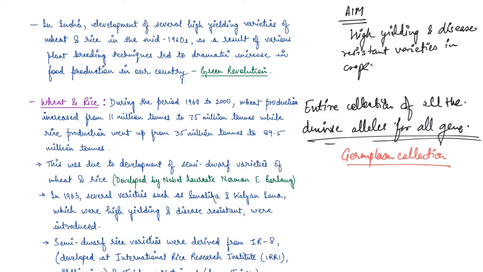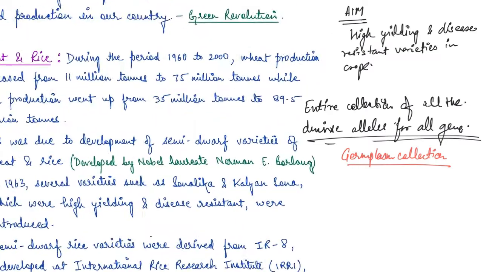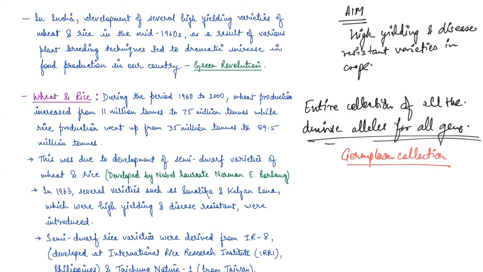So basically, in India, there are several varieties of wheat and rice. These varieties of wheat and rice were developed in the mid 1960s. This time is known as the time of the Green Revolution. That is why it is known as the Green Revolution. We got a lot of plant breeding techniques, and we revolutionized the older way of growing crops.